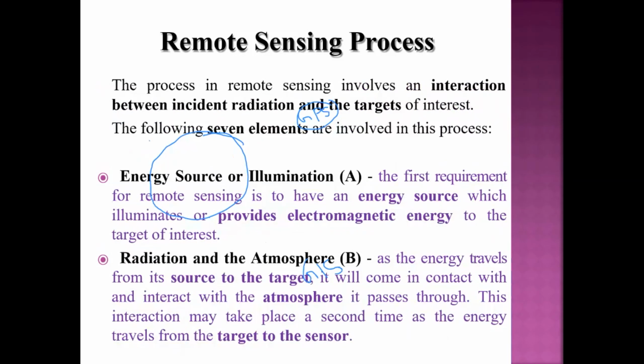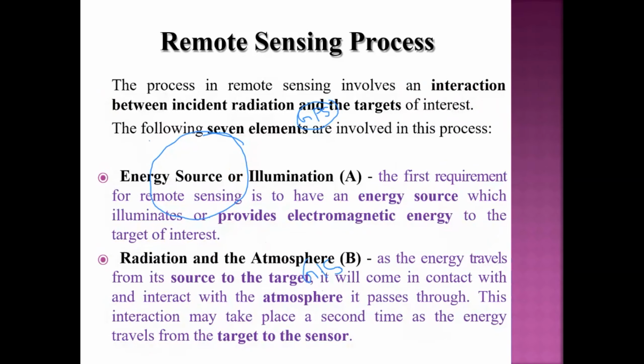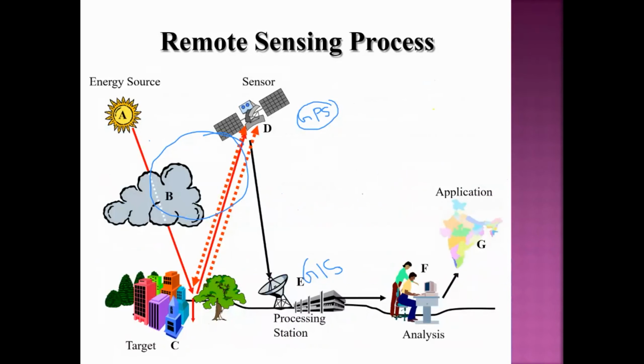Here, the remote sensing process. What are the different steps of the process? In this image I have told you how it is processed, but here these are the different steps. The process in remote sensing involves an interaction between incident radiation and the target of interest. There are 7 elements. First is the energy source or the illumination. We need an energy source which gives the energy or the electromagnetic radiations, that should be reflected or emitted by the object.